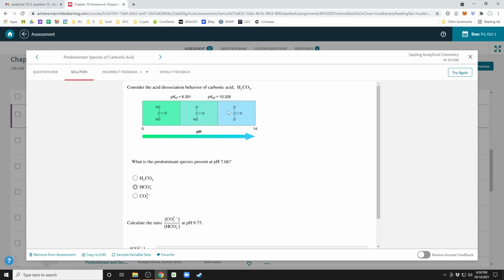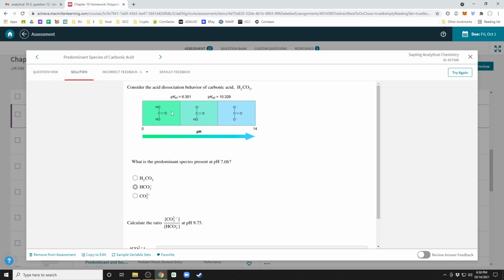Anyways, what we have here is carbonic acid, and its pKa's are actually listed right here, and it shows you the species on each side of them. Right here you have the H2CO3, right here's the HCO3 minus, and right here's the CO3 2 minus. These pKa's would be your midpoints. So anything lower than it is going to have more of the acid form.